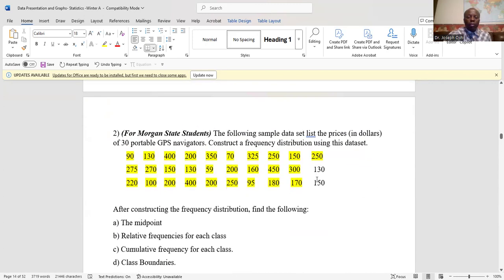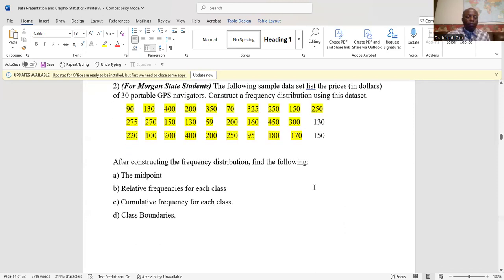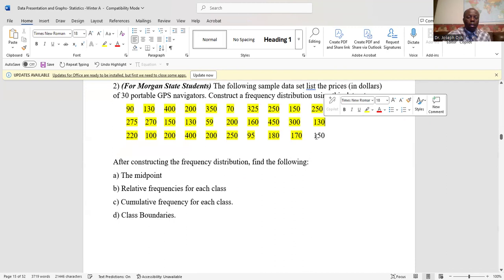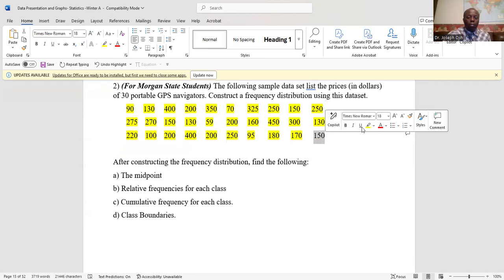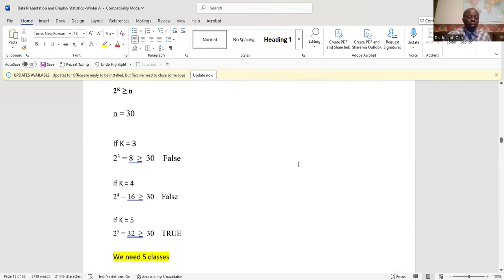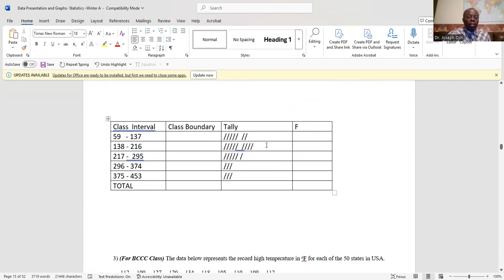Okay. Then 130 and 150. So you have 130 and 150. Both of them: 130 will be here, 150 will be here. So now with this, we got all of them.